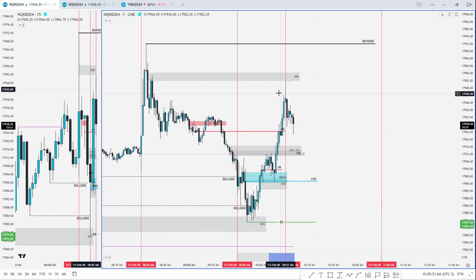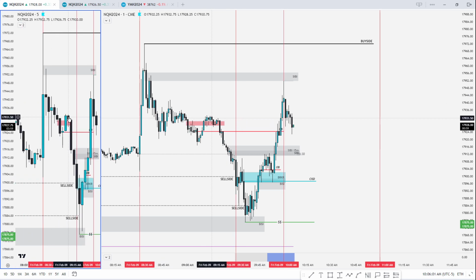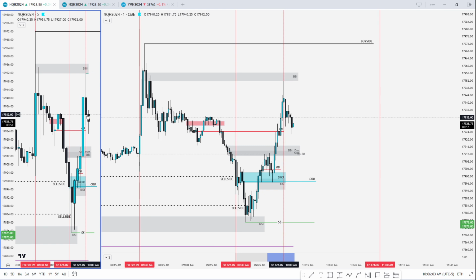Then here, 10 a.m., is there a reversal that's going on? Obviously, we just took out buy side. You can use the candle wicks here. Let's look at the wicks. So here's your buy side. Did we close below? No.